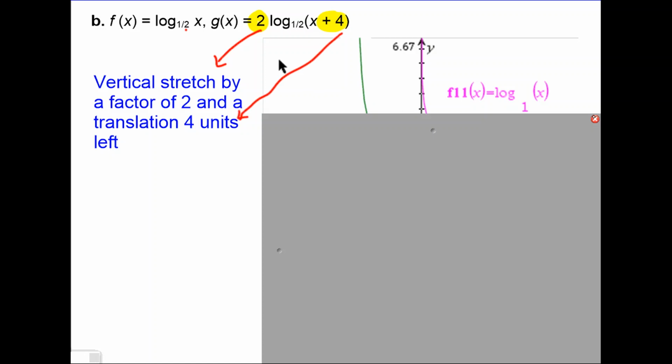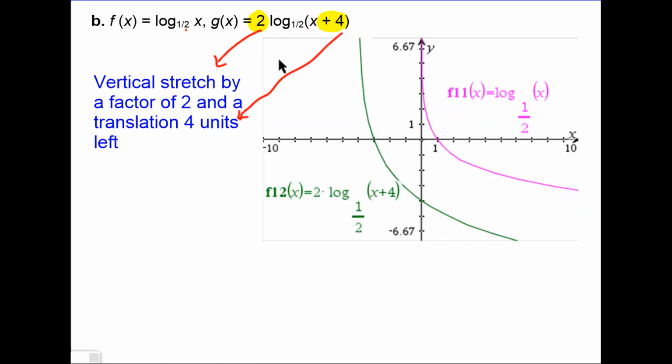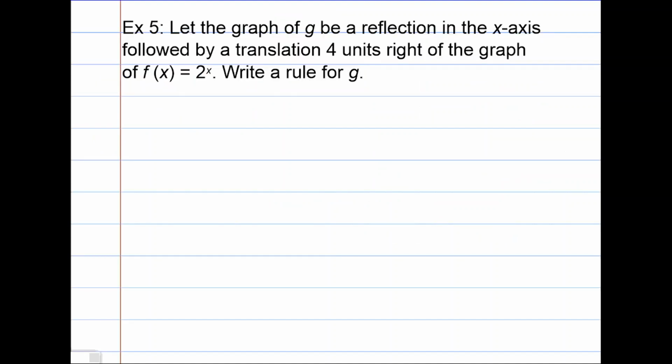Translation 4 units left. And again, just graph. I'm going kind of quickly through the graphs because that is something you should already know how to do. We've graphed 100 times. You're just plugging it into your calculator. Example 5. We have a couple more after this one. Actually, just one after this one.